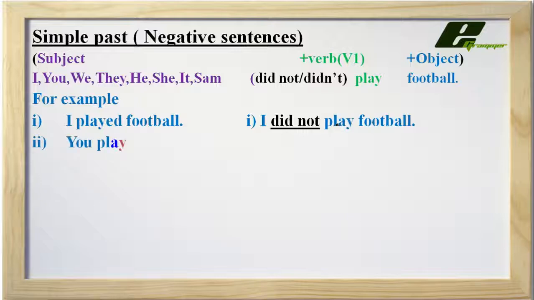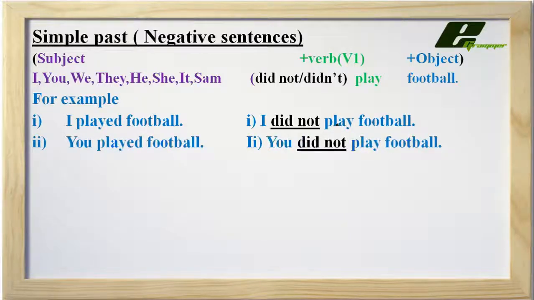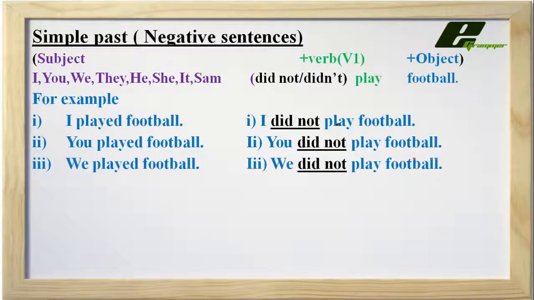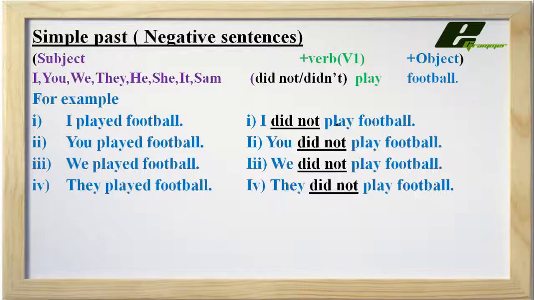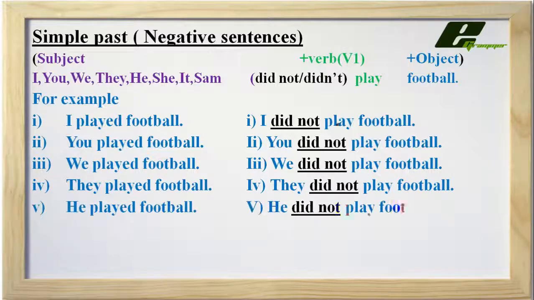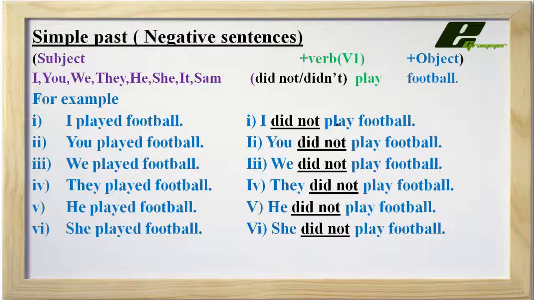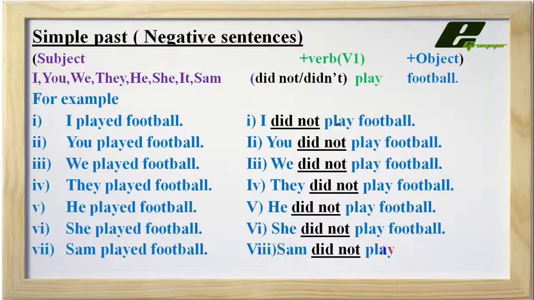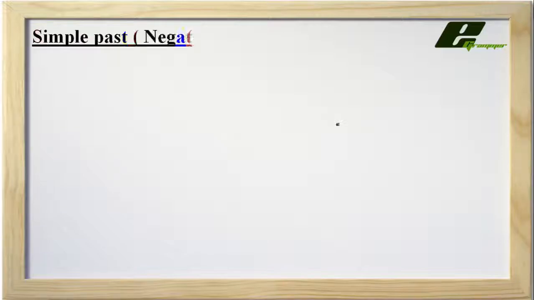See another example. You played football. You did not play football. We played football. We did not play football. They played football. They did not play football. He played football. He did not play football. She played football. She did not play football. Sam played football. Sam did not play football. Understood?